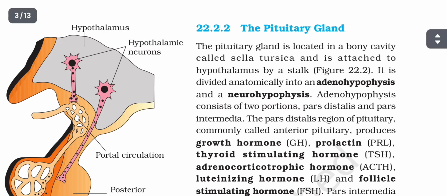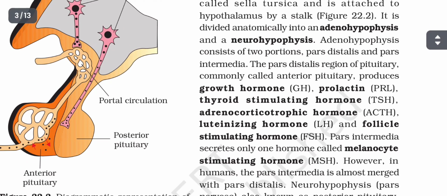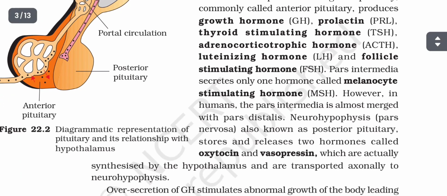The pituitary gland. The pituitary gland is located in a bony cavity called sella turcica and is attached to the hypothalamus by a stalk. It is divided anatomically into an adenohypophysis and a neurohypophysis. Adenohypophysis consists of two portions, pars distalis and pars intermedia. The pars distalis region of the pituitary, commonly called anterior pituitary, produces growth hormone, prolactin, thyroid stimulating hormone, adrenocorticotropic hormone, luteinizing hormone and follicle stimulating hormone.